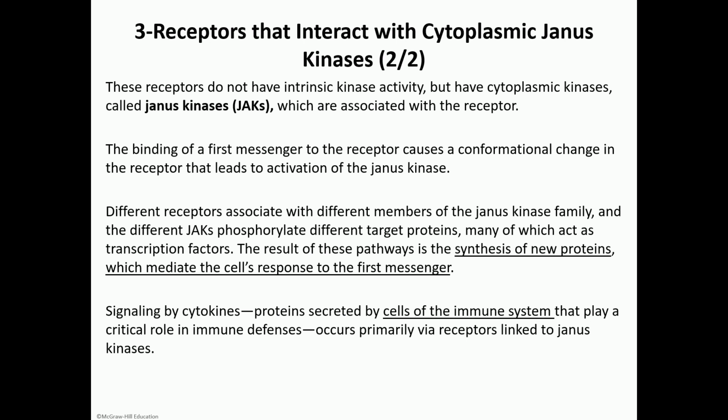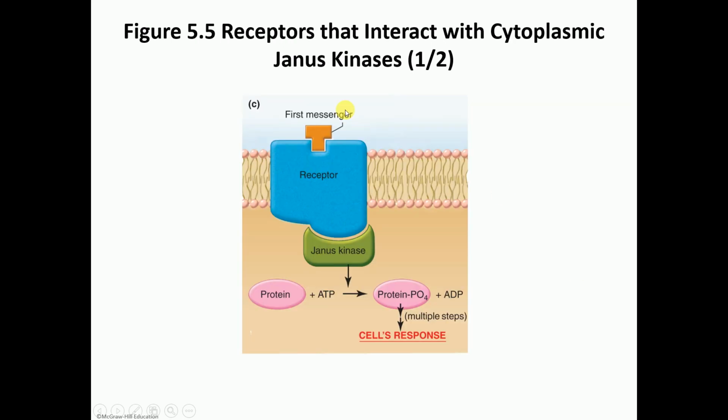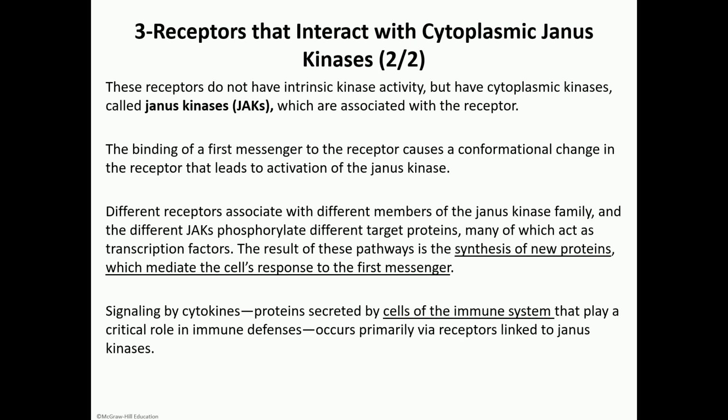These janus kinases, so this is what we just talked about, but in writing. Janus kinases usually end up leading to synthesis of new proteins. Although there is no direct interaction between the first messenger and the nucleus, at the end of this cellular response cascade, usually there is a protein that is being synthesized. These are really important signaling messengers, known as cytokines, and these cytokines are made by our white blood cells, so they're really important in the function of our immune system.